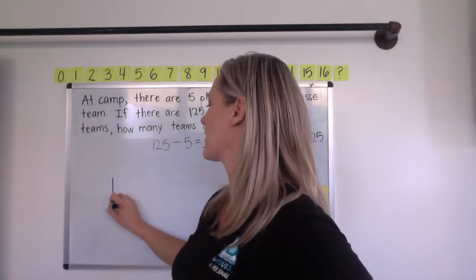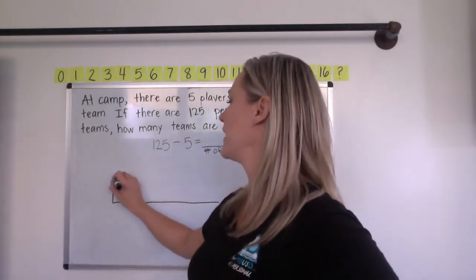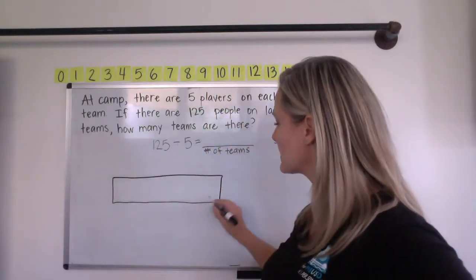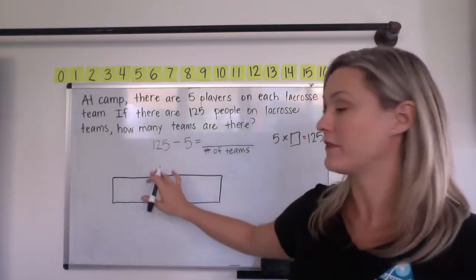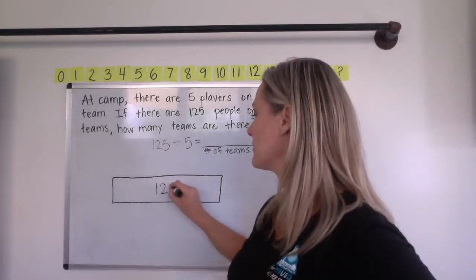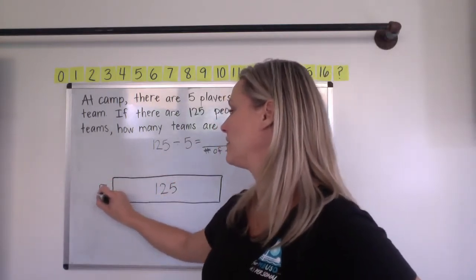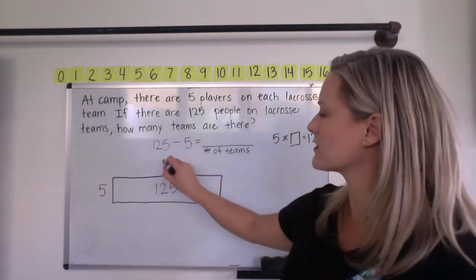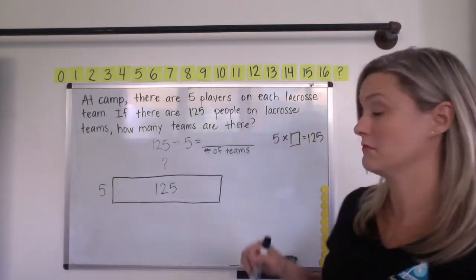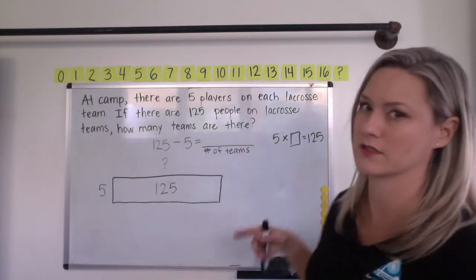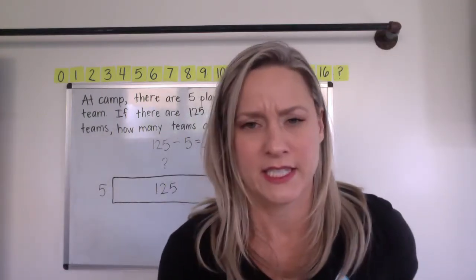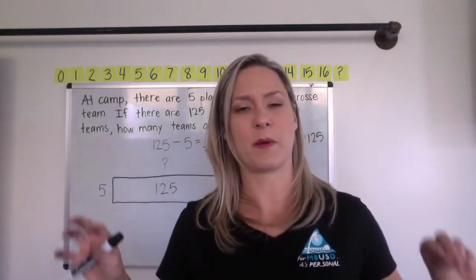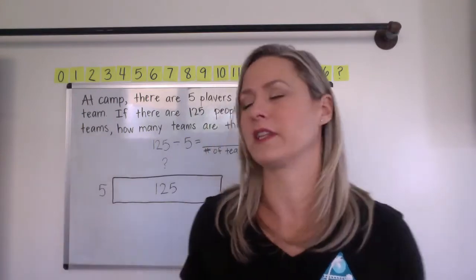I think I'm going to use an area model. I don't have my lines up here because my number is getting pretty big. 125 is going to be here in the center, 5 over here. Basically, my answer is going to be up at the top because 5 times what equals 125. But I think I'm going to use the distributive property. I'm going to use numbers that are friendly to me.